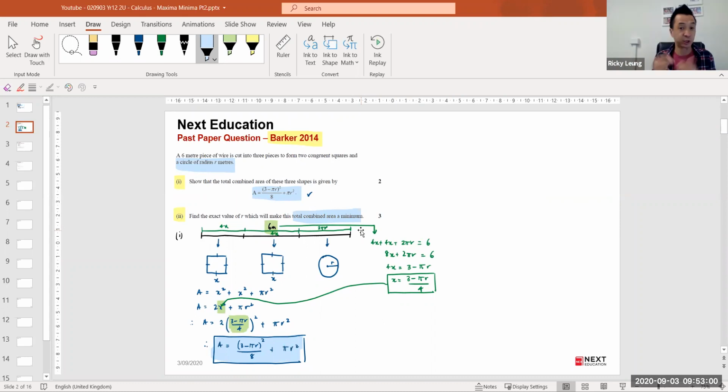Basically there's two variables at play. I need to make one of the variables a subject using a given fact, sub it in, get what I want. Now, even if you couldn't do part 1, I say this to my students all the time, if you can't do part 1, use it to do part 2. So if you couldn't prove that, that's fine. You still can use it to prove maximum and minimum.